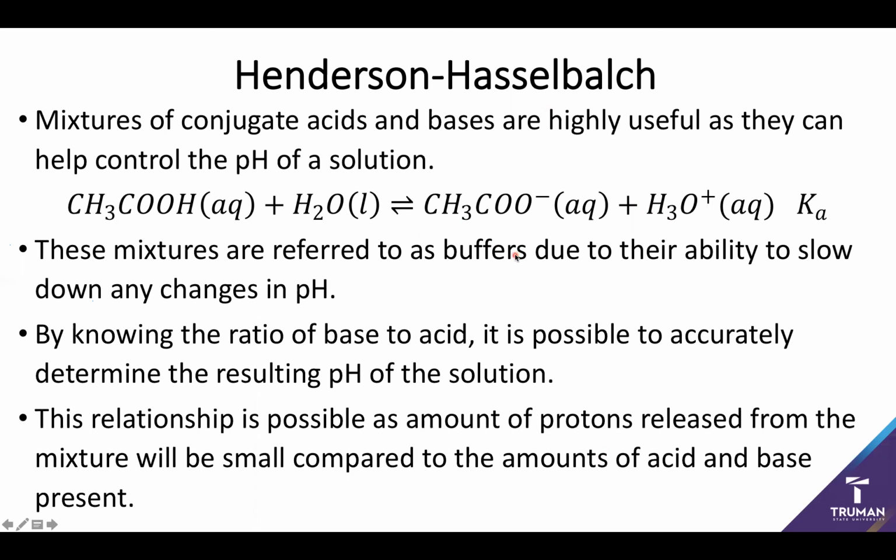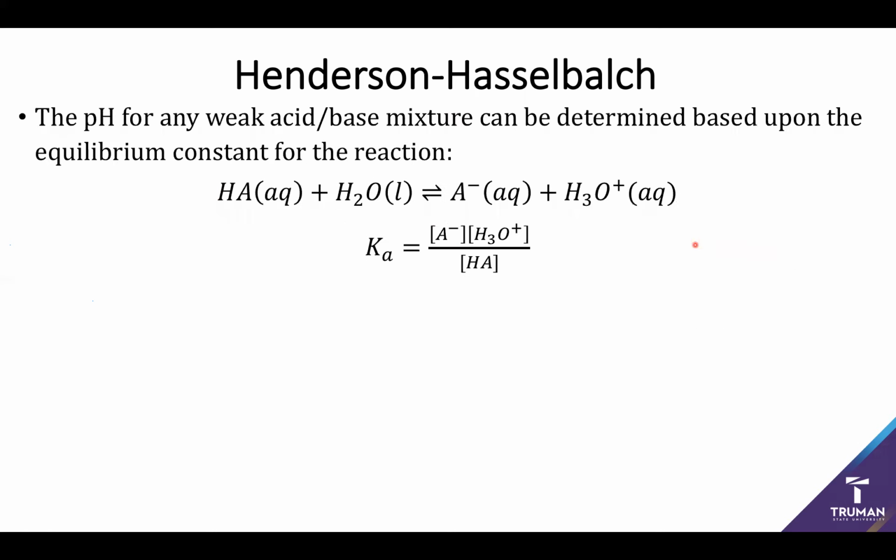And so really what's going to make this whole relationship work is, as we saw last time, the amount of protons being released from a mixture of weak acid and base is going to be very small compared to the actual amount of both of those species present. So as long as I have a sufficient amount of weak acid and weak base pair present, what we're going to see is that any release or gain of protons from just the water surrounding is going to be very minimal. And so what we can do is calculate the exact pH of a system using the acid dissociation reaction and its equilibrium constant.